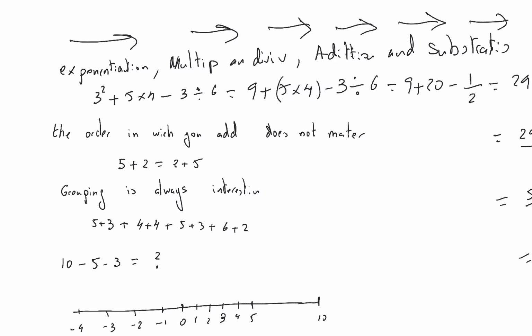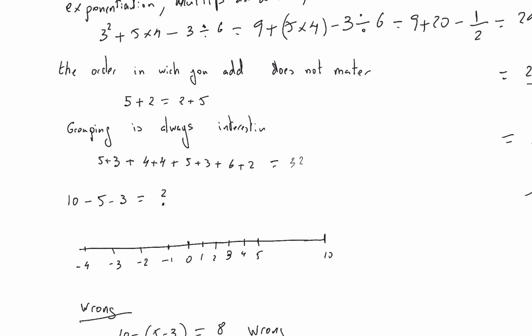So we can do 5 plus 3, 8. 8 plus 4, 12. 12 plus 4, 16. 16 plus 5, 21. 21 plus 3, 24. 24 plus 6, 30. 32 is the final result. But we can do it in another way.